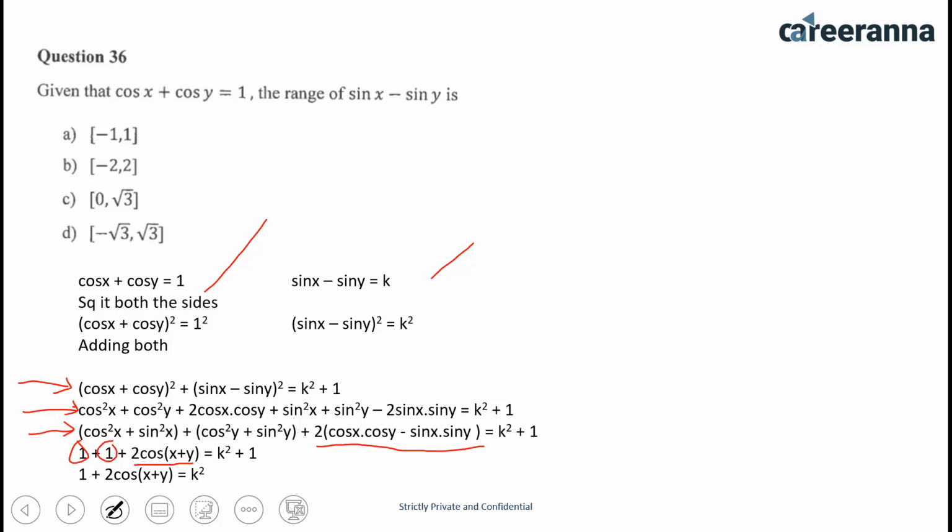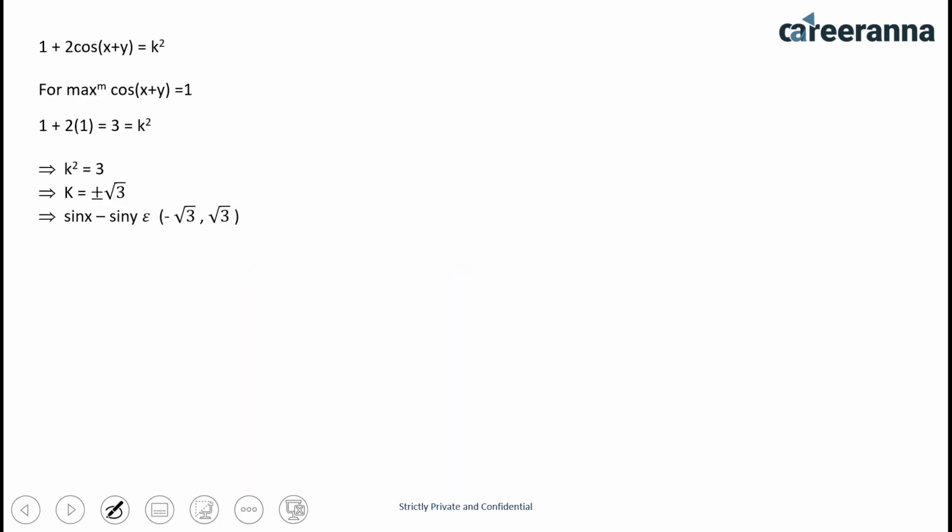Now if I further solve it, I have subtracted this 1 from both the sides. So on the left hand side it will become 1 plus 2 cos of x plus y equal to k square. Now for the maximum value, cos of x plus y should be 1. So I have substituted the value of cos of x plus y equal to 1. So 1 plus 2 into 1 equal to 3. That is the value of our k square. So k square comes out to be 3.